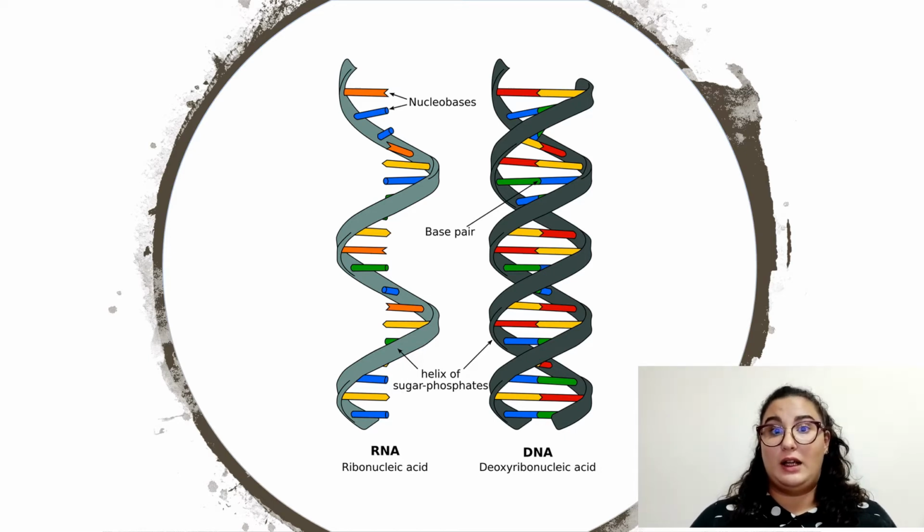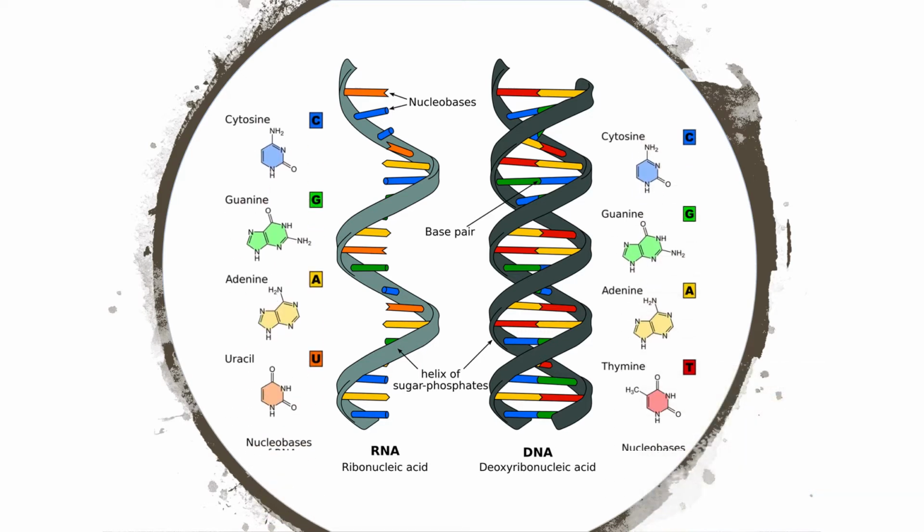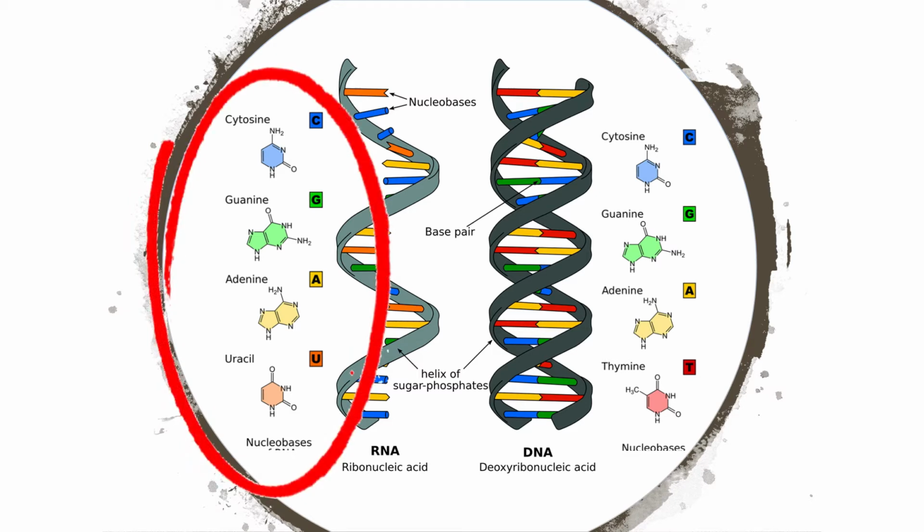In RNA, we also have one different type of nucleotide. Instead of thymine, we have a uracil. This means that the building blocks of RNA are adenine, guanine, cytosine, and uracil.